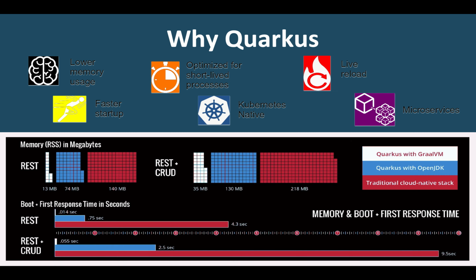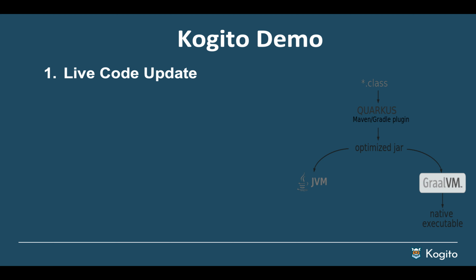On the bottom of the slide, we can see the three bases of measurement. Traditional cloud Java applications, effectively Spring Boot, Quarkus in optimized JVM mode, and third, compile to native, allowing extremely low memory consumption and startup. Okay, so to the demo.